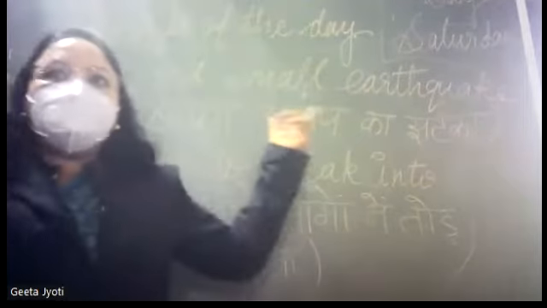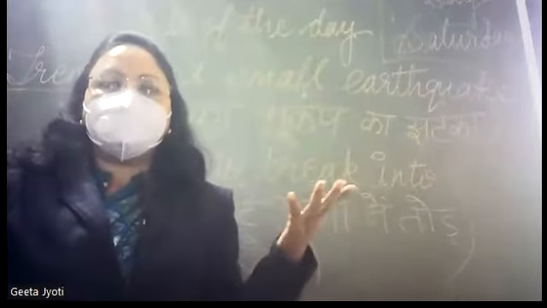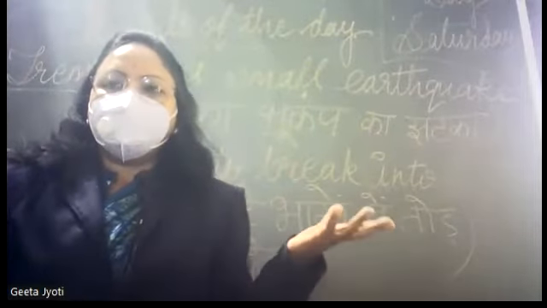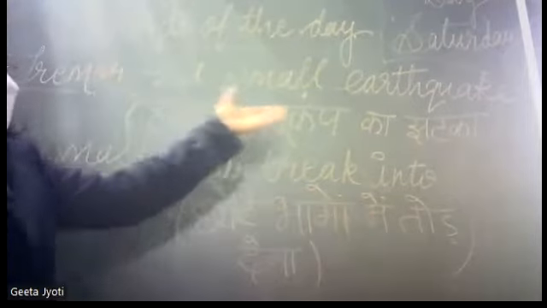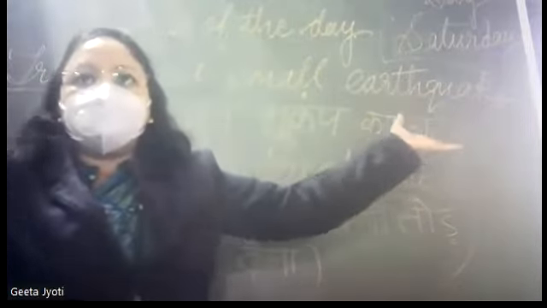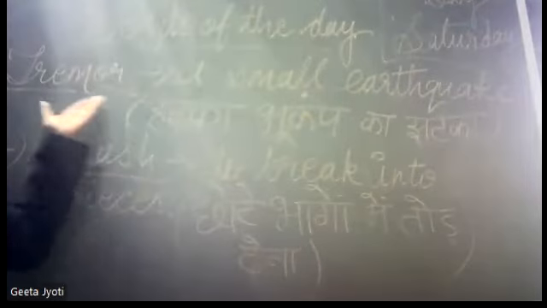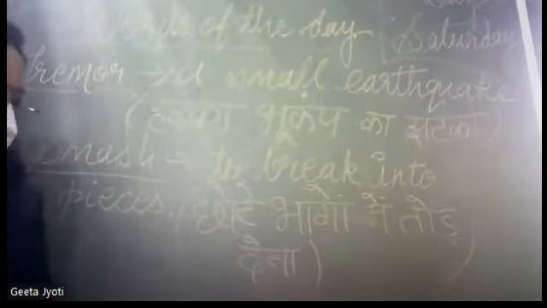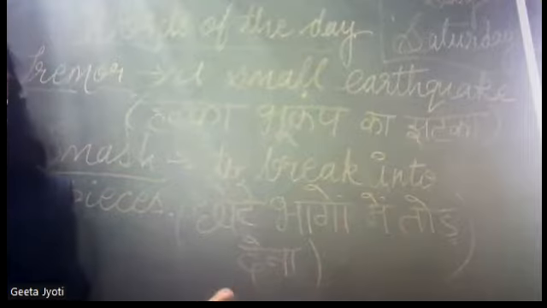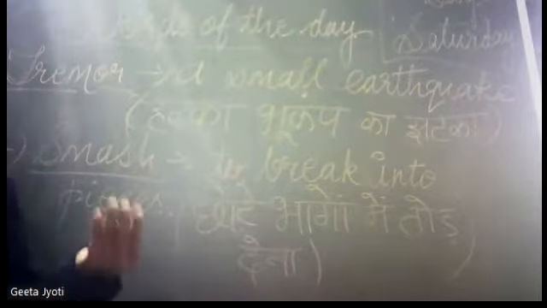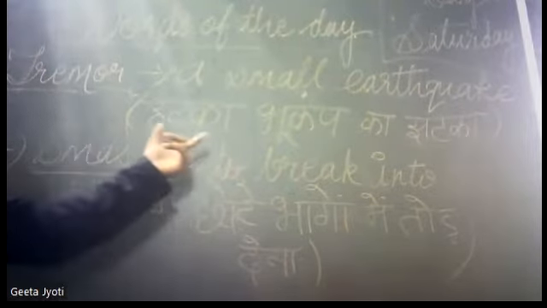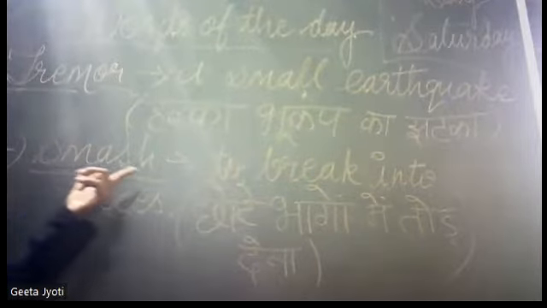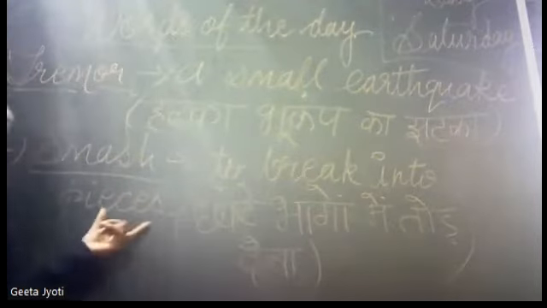Halka bhukamp ka jhatka. Have you heard about natural disasters in your previous subject? You have studied already. So, earthquake is a type of natural disaster. So, halka bhukamp ka jhatka is called tremor. When the land suddenly shakes for a bit, that is a tremor. Halka bhukamp ka jhatka. The second word is smash, S-M-A-S-H, which means to break into pieces.